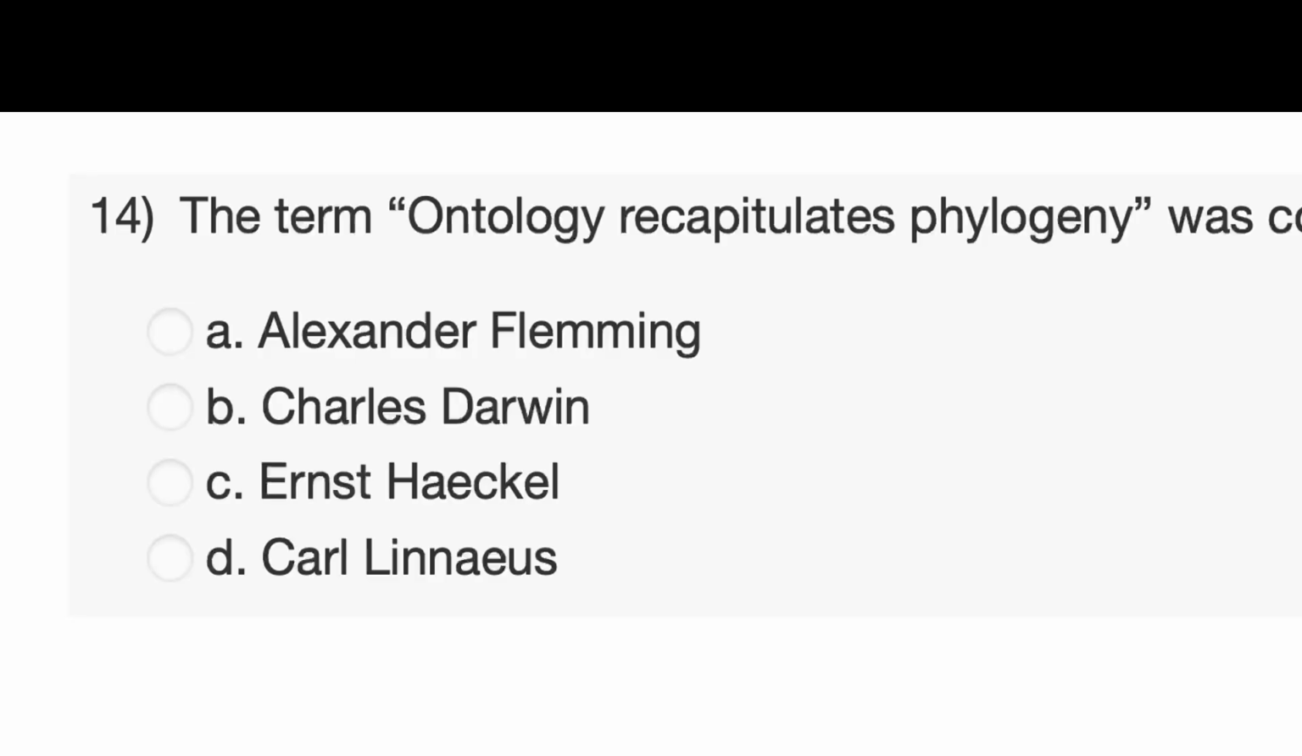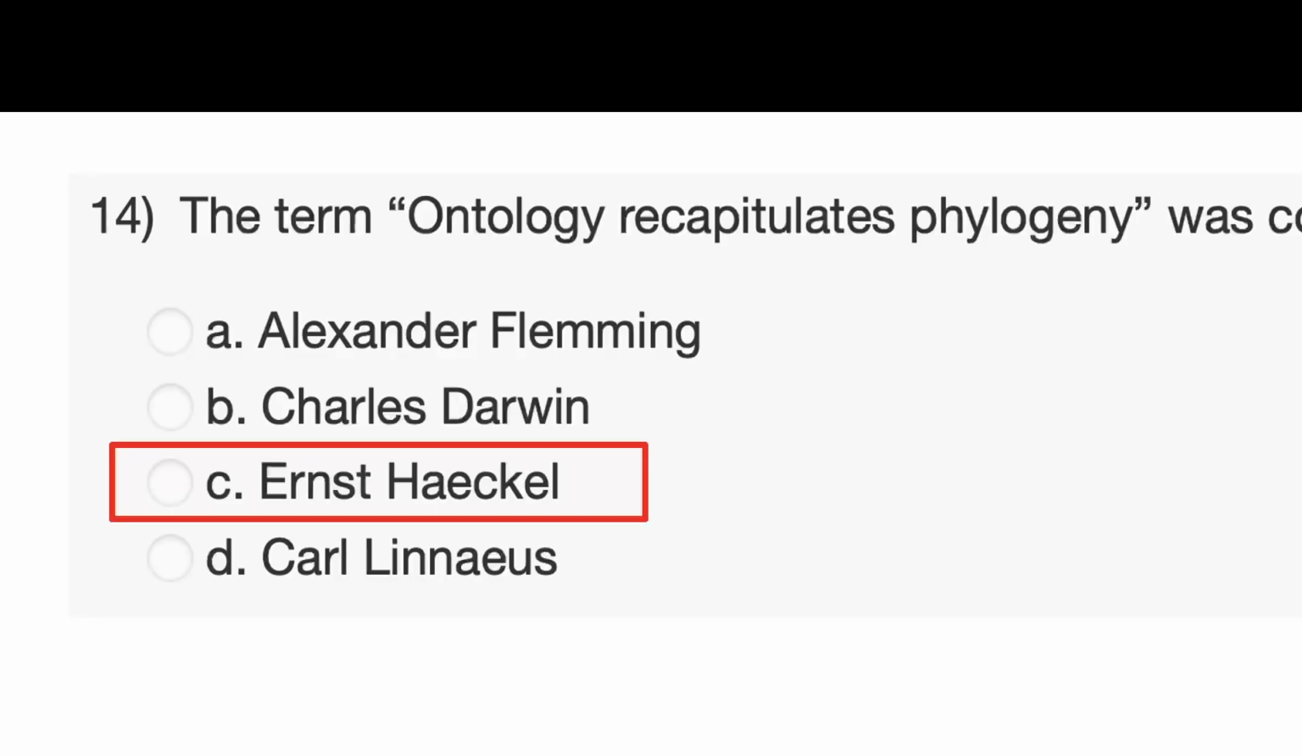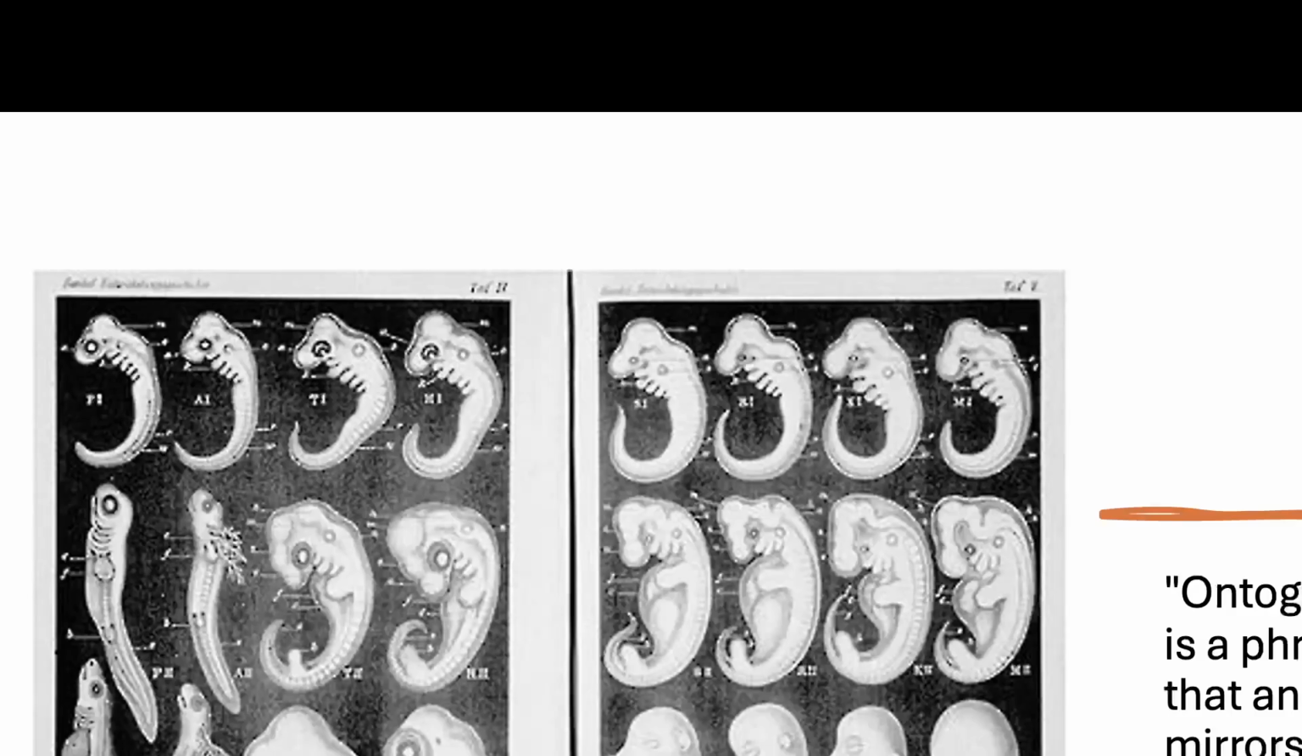Who coined the term ontology recapitulates phylogeny? Okay, let me not wait any longer. The correct answer is Ernst Haeckel. Option C, Ernst Haeckel. Very good for all of those who have answered correctly. Congratulations. So this term was coined by Ernst Haeckel.